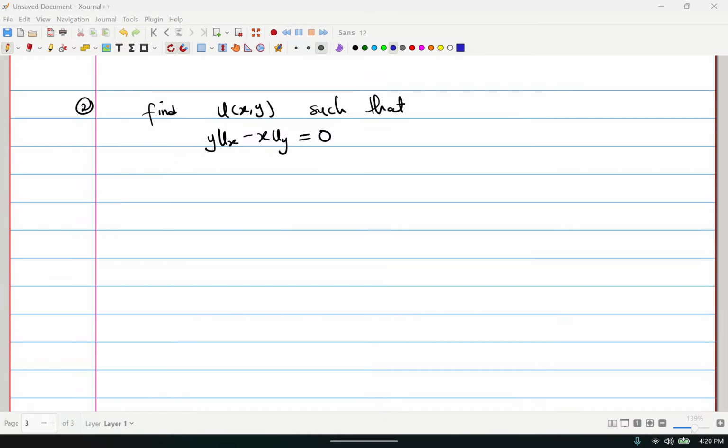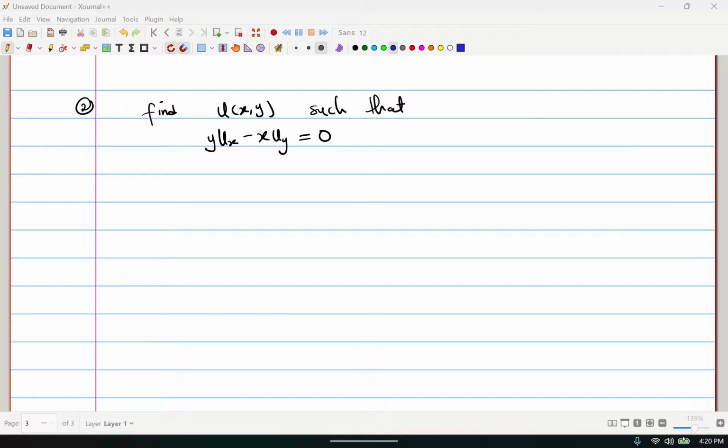Hi, so welcome to solving another problem in first order PDE. In this PDE, we have a very tricky one. What the lessons have been covering is all about first order linear PDEs and how to solve them analytically.